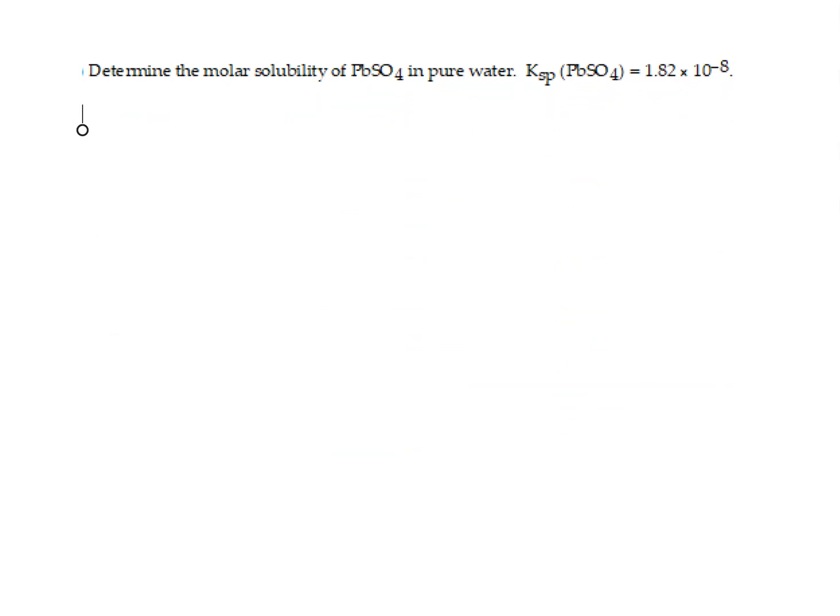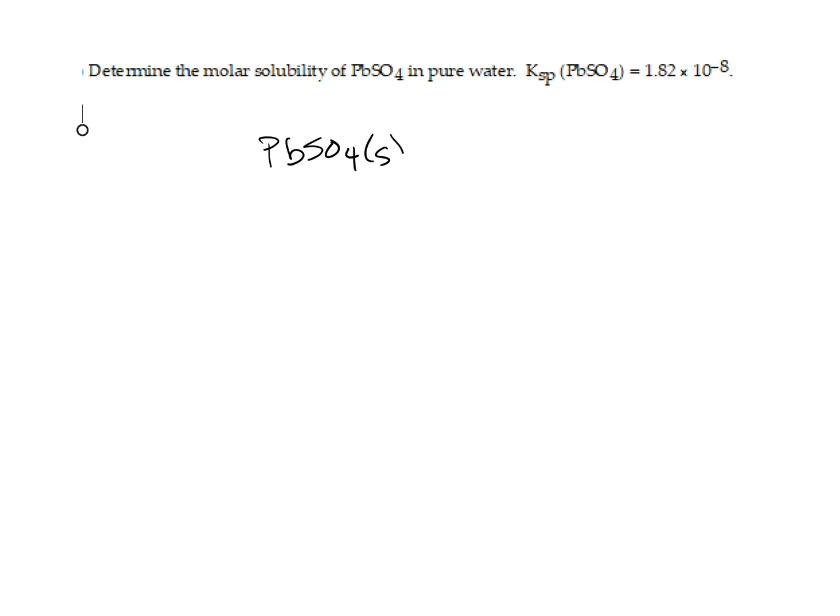Determine the molar solubility of lead sulfate in pure water, knowing that the Ksp of lead sulfate is 1.82 times 10 to the minus 8th. Okay, well, that's going to be a really slick one. So just remember what Ksp is. Ksp is just an equilibrium expression of products over reactants. The difference is that in this case, the reactant is a solid, so it's not part of the equilibrium. So it's really common for Ksp to just be the products. So let's take a look at that.